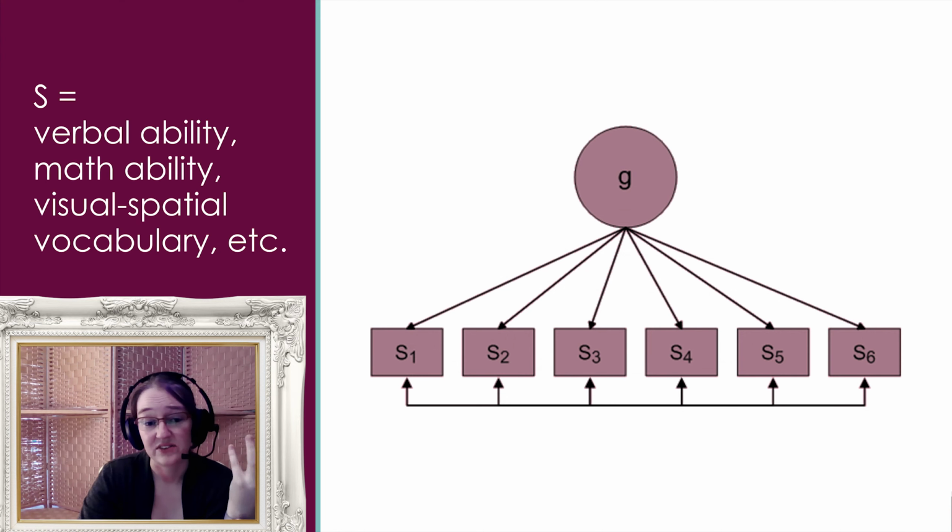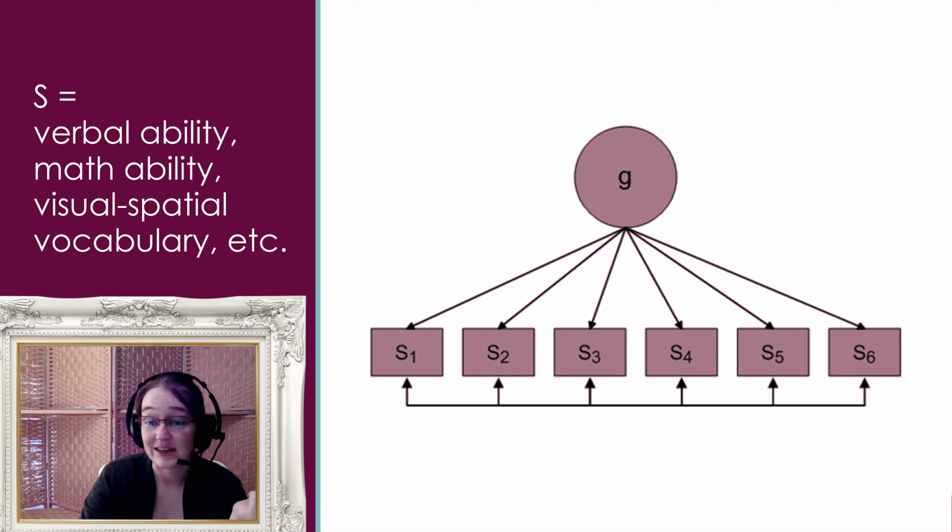And so here I have a path diagram visualizing the relationship between G, general ability, and the specific abilities. So here, the big circle at the top is G, and each of the components are the distinct, separate abilities. Verbal, math, visuospatial, vocab. So they all relate to G. G influences all of these specific abilities. That's the idea.